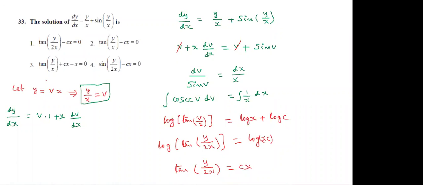See the options. So need some more calculation here. Right hand side value, send to left hand side. Tan of y by 2x minus cx is equal to 0. Students, which option is correct? First option.